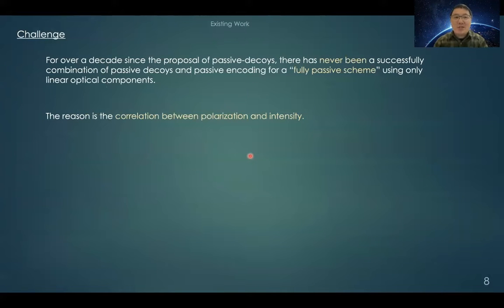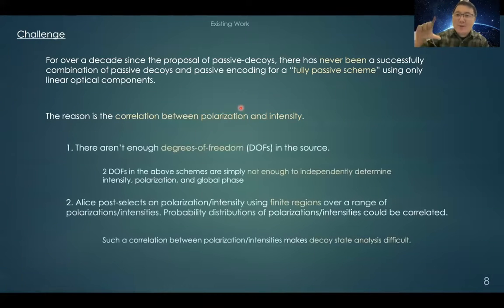So what is actually the challenge here? For over a decade, since the proposal of the passive decoys, there has never really been a successful combination of passive decoy and encoding for such a fully passive scheme with only linear optical components. The reason, we think, is because of the correlation between the polarization and the intensities. So it can actually be split into two different factors.